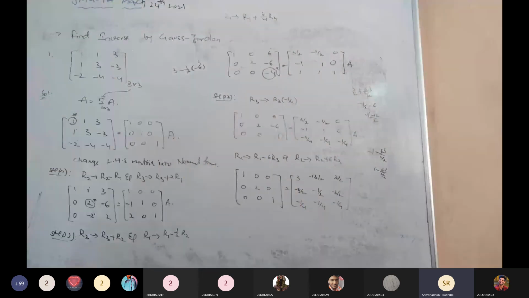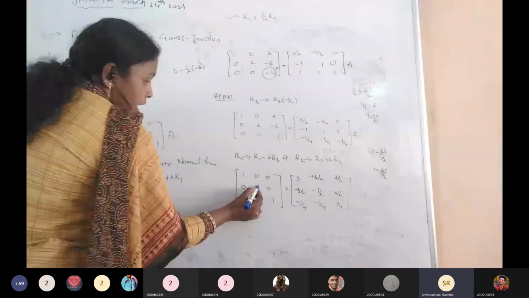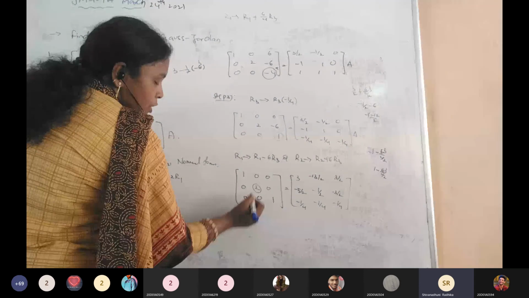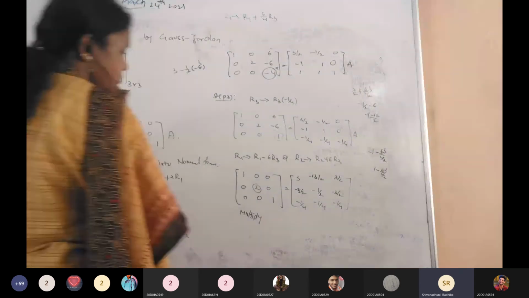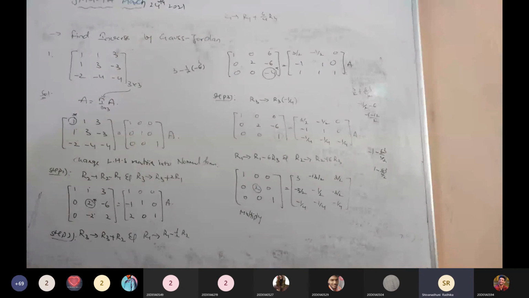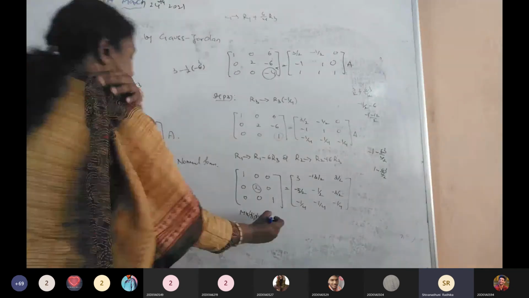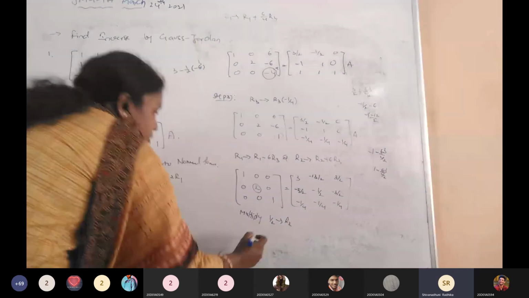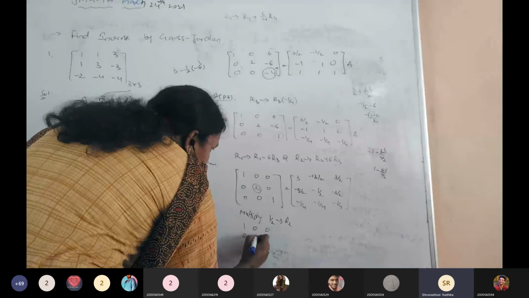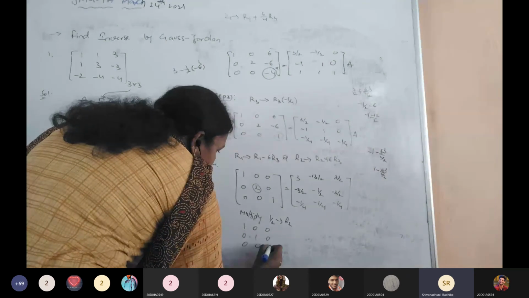Is it clear? Now is the LHS matrix in normal form or identity matrix? Why? Because the second row, second element is 2. So again multiply, which one? R2 into 2, 2 times 2 is 4, so multiply 1 by 2 to R2. Then what we get here? 1 0 0, 0 1 0, 0 0 1.